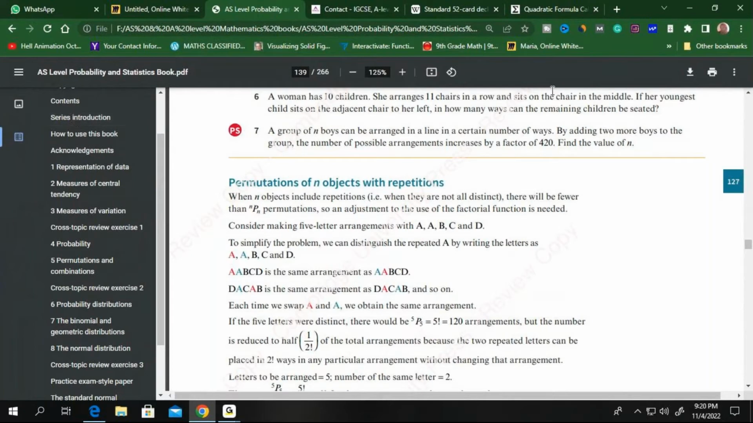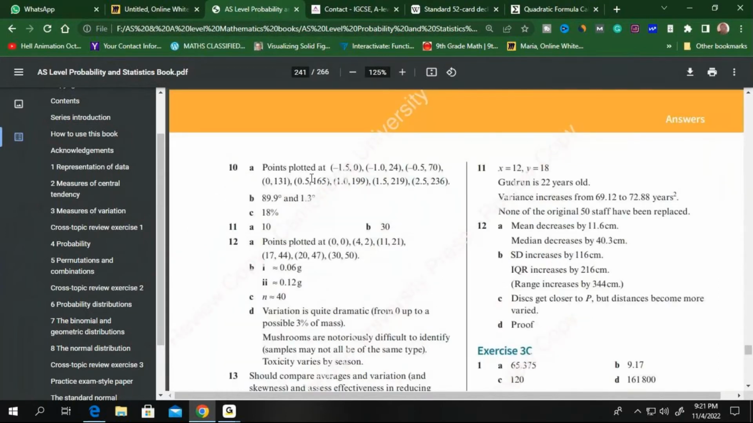I can't directly move to the page. Let me just do it here. Say at 251 probably. I was having answers maybe. I'm doing 5B. Yeah. Okay.